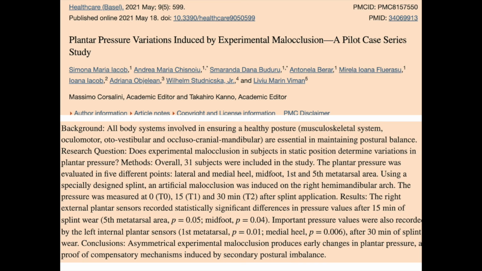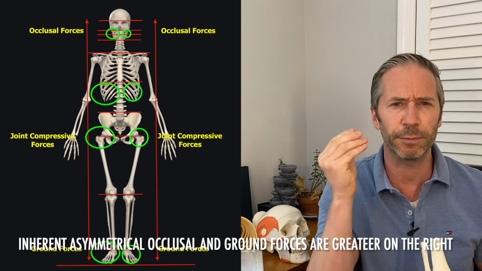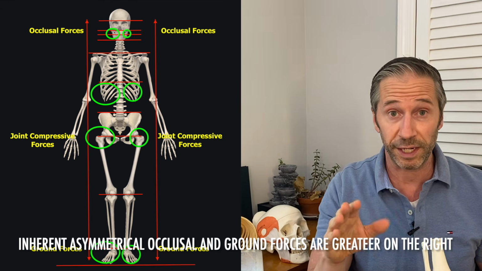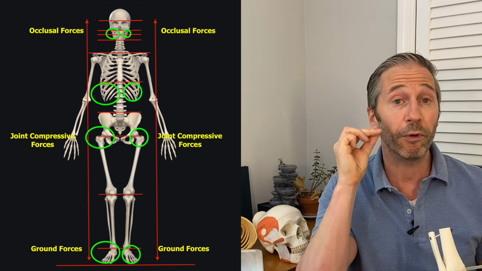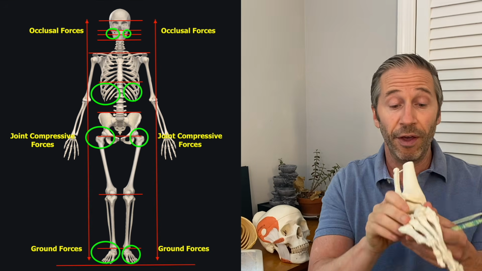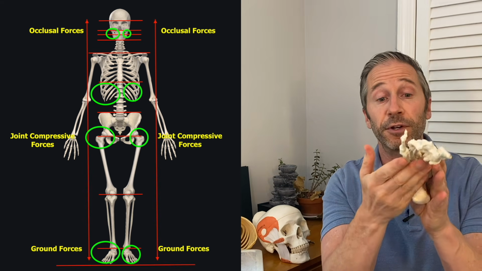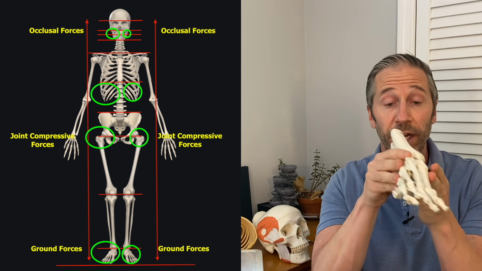Plantar pressure variation. So plantar is the undersurface of the foot. Plantar pressure variations induced by experimental malocclusion. If you can read this on your own, they created an artificial malocclusion on the right side of the mouth. And when I ask most people, do you sense the right side of your mouth or the left side of your mouth, or where do you sense your mouth most? Most people will say the right side. And that's a normal answer. And what you see is when they did that on the right side, when they gave that person more right side tooth awareness, underneath the outside of the right foot, the pressure increased.